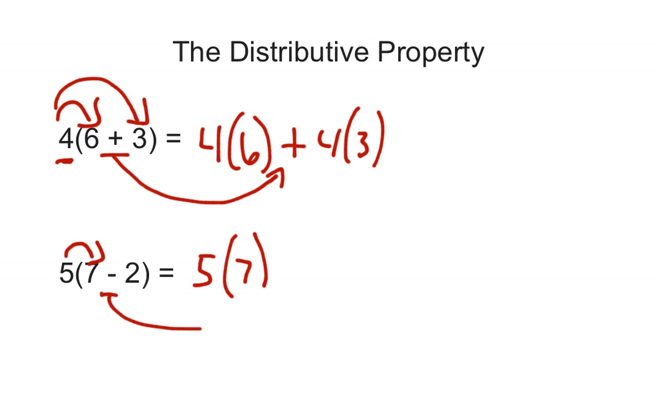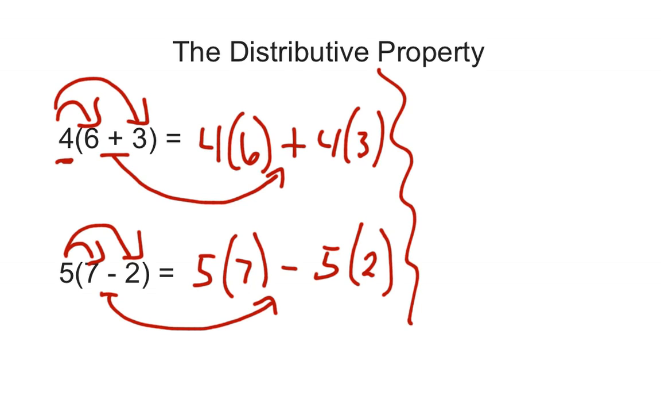And then since the subtraction is in the middle, it's going to be a subtraction in the middle over here. Then I also have to do the 5 times the 2, and that's what the distributive property is. Okay. Now, where are we actually going to use this mostly?